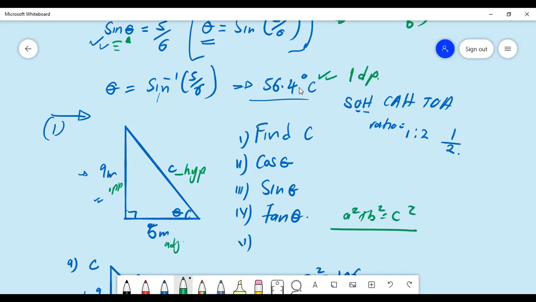So you can easily get the C. So they say find the C, find cos theta, find sin theta, find tan theta. What do you get in your C? What is your C? Still calculating. Okay.